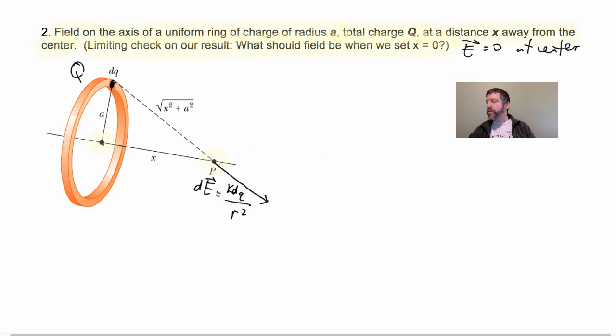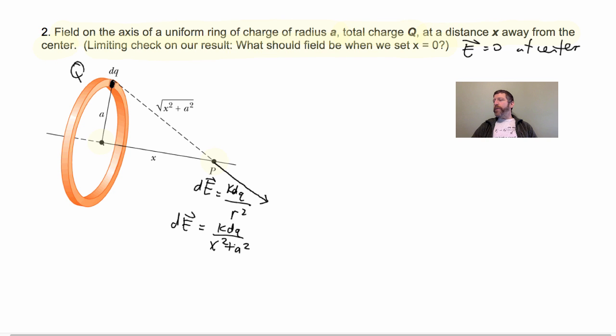What is r in this situation? Well, that's easy, because the radius of the ring is a, and the distance away from the center is x, so r has to be the square root of x squared plus a squared. When we square that, we get dE, the little piece of the field caused by our dq, is just k dq over x squared plus a squared. Notice that I had a square root up here. I squared it, and the square root sign goes away.